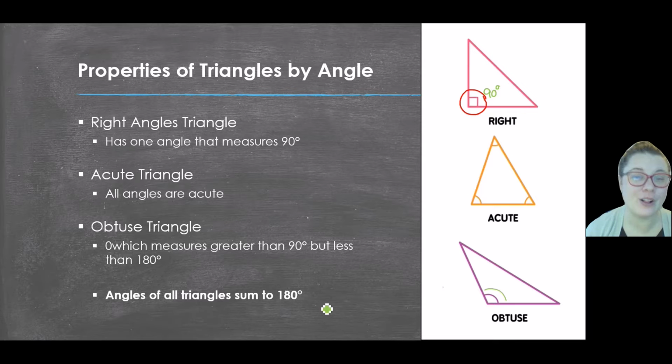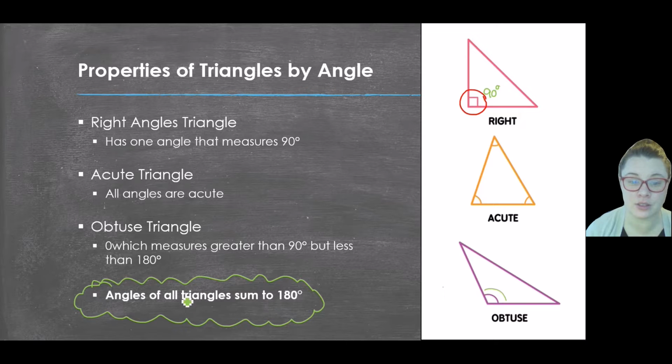It's impossible. The reason why it's impossible is this very, very, very important piece of information. In a triangle, all of the angles will sum to 180 degrees. Every single time, all of the time. So anytime you're dealing with a triangle, all the angles in a triangle sum to 180.